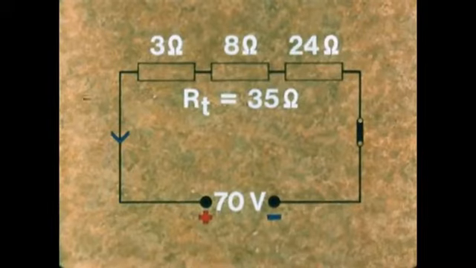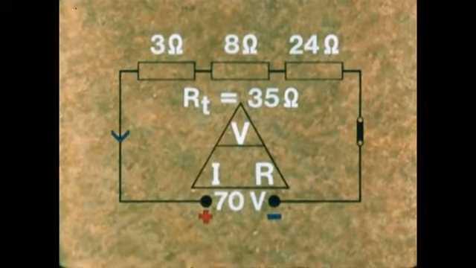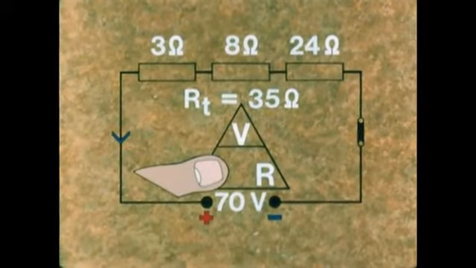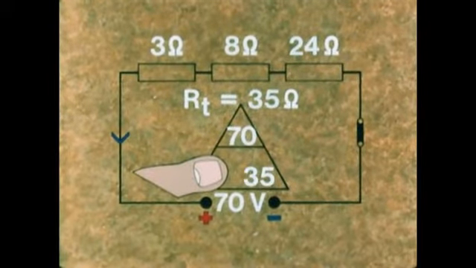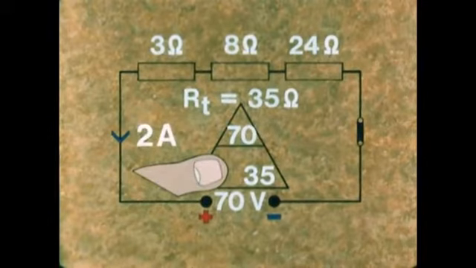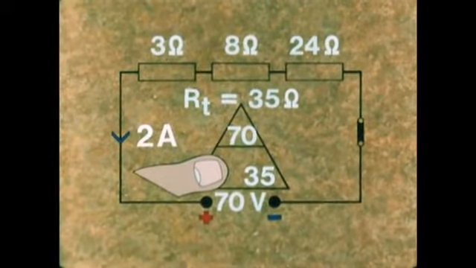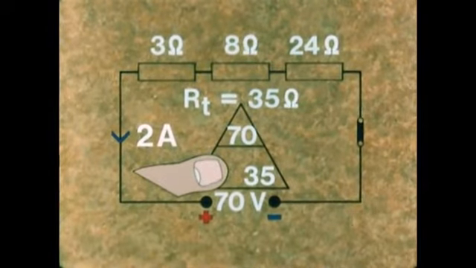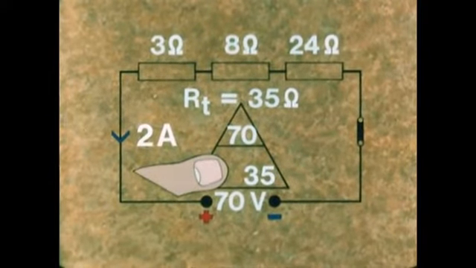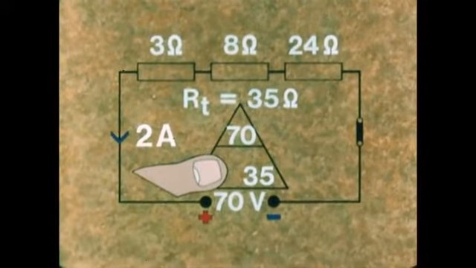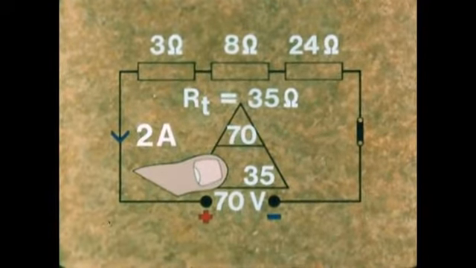This combined resistance can now be used with Ohm's law to calculate the current in the circuit. 70 divided by 35 equals 2 amps. And this same current of 2 amps flows through each of the resistances. So with series resistances, RT equals R1 plus R2 plus R3 and so on.